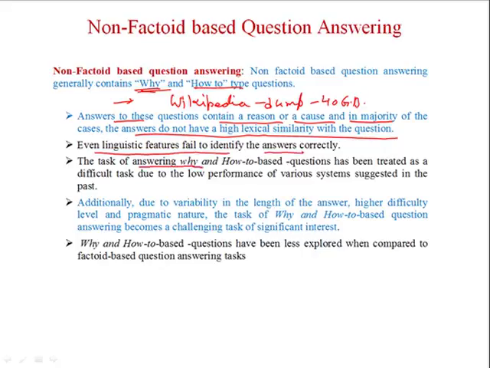The task of answering why and how to based questions has been treated as a difficult task due to the low performance of various systems suggested in the past. Additionally, due to the variability in the length of answers, higher difficulty level and pragmatic nature, the task of why and how to based question answering has become a challenging task of significant interest. Why and how to based questions have been less explored compared to factoid based questions. We already discussed that factoid based questions contain questions like what, where, when types of questions.